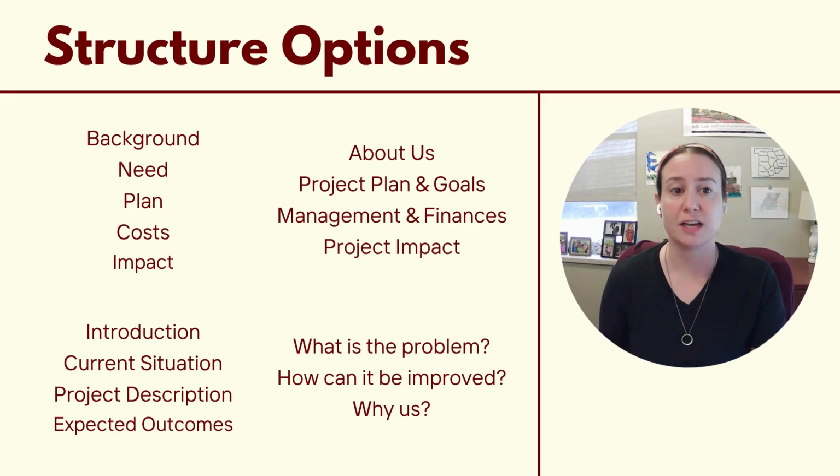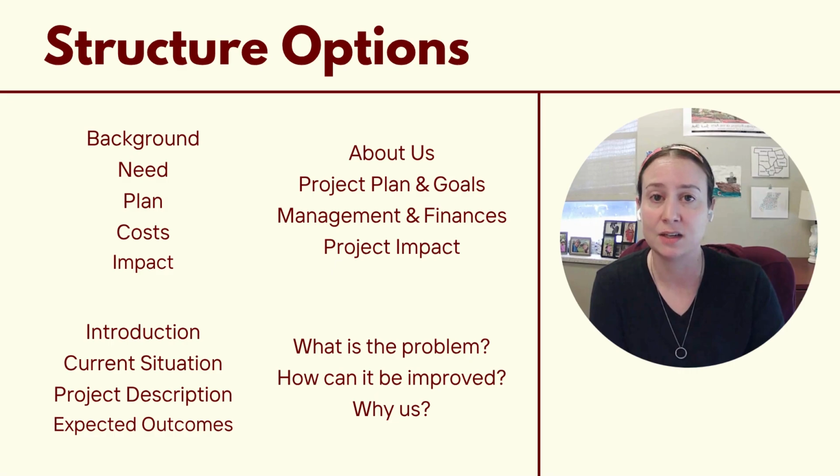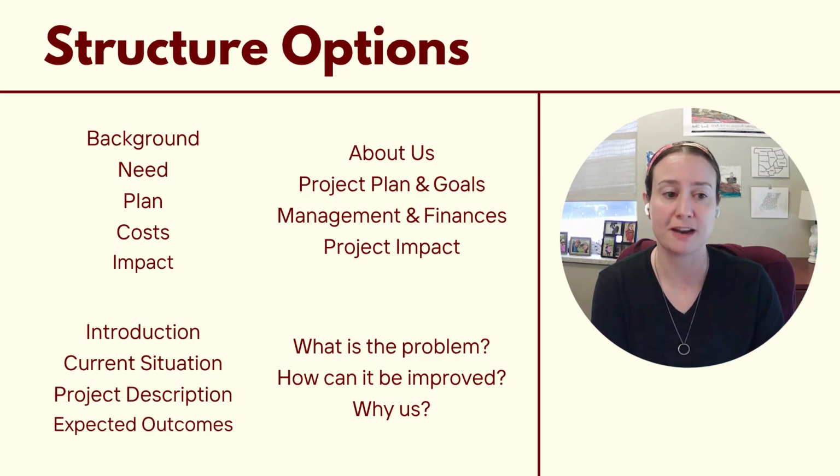So for example, here are just a few options on how someone may structure their executive summary. They may have a background, what's going on, what the need is, what the plan is, what the costs are, and what the impact will be. Maybe someone wants to follow exactly the headers of our scoring criteria. So they may have an About Us section, followed by the 3 sections of our scoring criteria: project plan and goals, management and finances, and project impact.